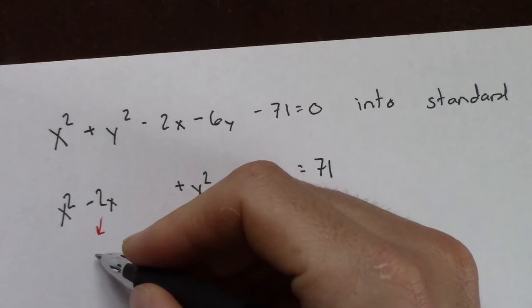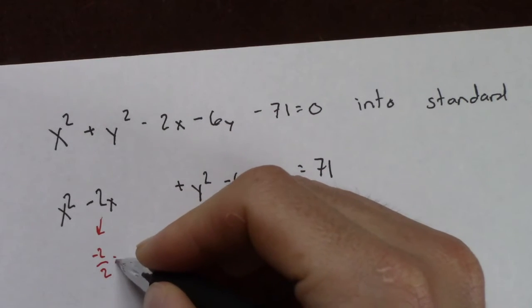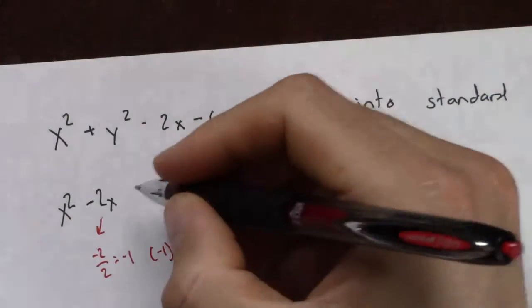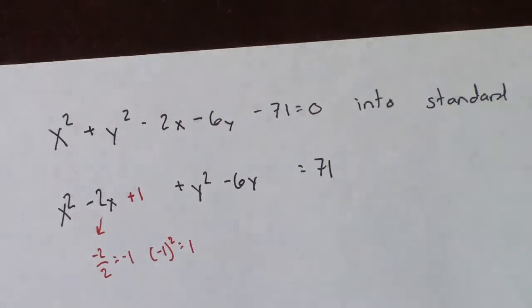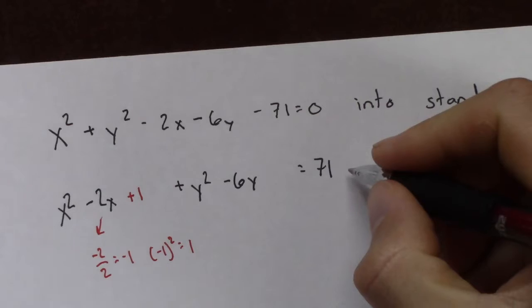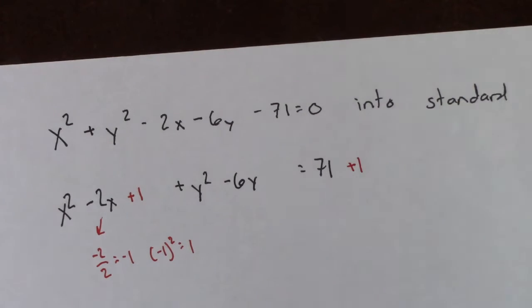The number in front of my x is a -2, divide that by 2, I get a -1. Square that -1, and I get a +1. That means I need to add the 1 right there so that I have a perfect square. But let's look. Whatever I do to one side of my equation, I must do to the other side of my equation. So I put a +1 right there as well.